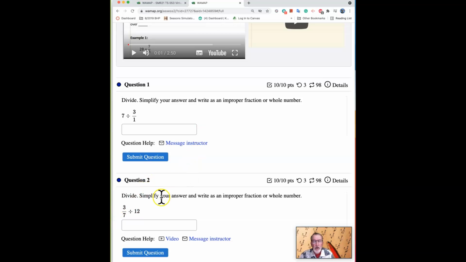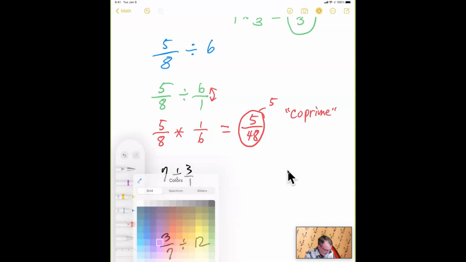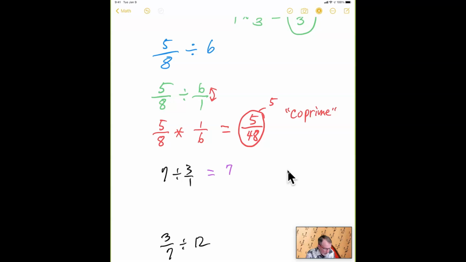Right. So some of these are hard to imagine, and we're getting a little more abstract each time as we move higher up in math. And so we just have to make sure we're really following the rules and applying them each time. So for this problem, 7 divided by 3 over 1, we're going to turn 7 into a fraction. And so we're going to rewrite this in an equivalent form as 7 over 1 divided by 3 over 1. And then we're going to apply the keep, change, flip, or invert and multiply idea.